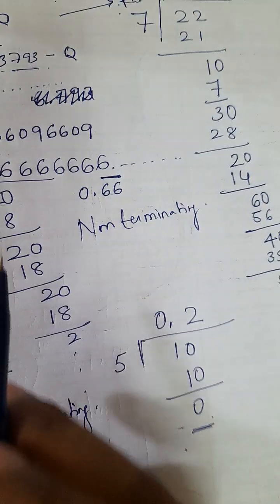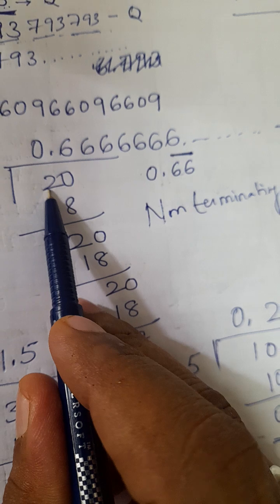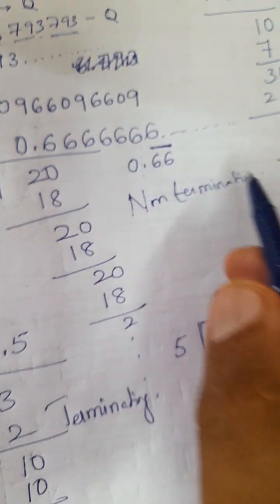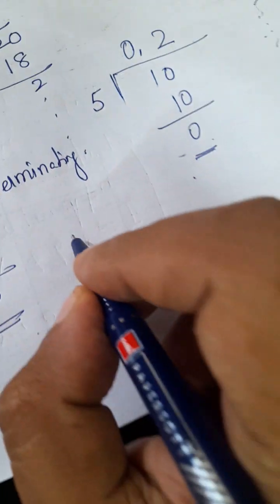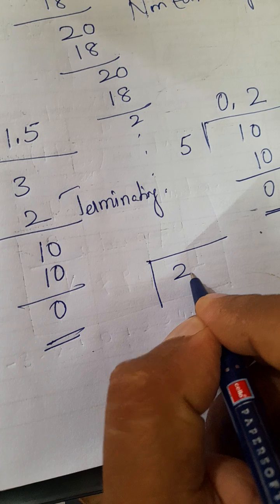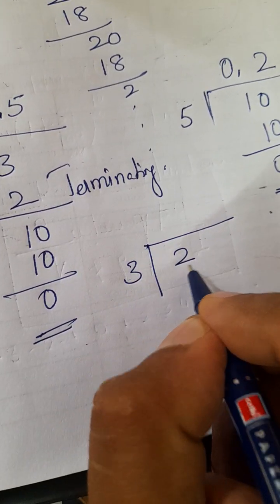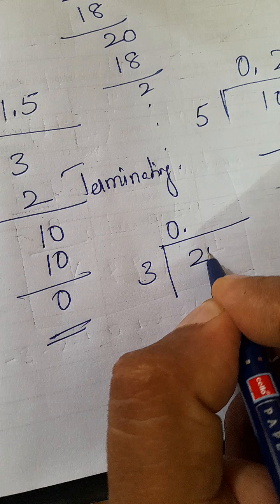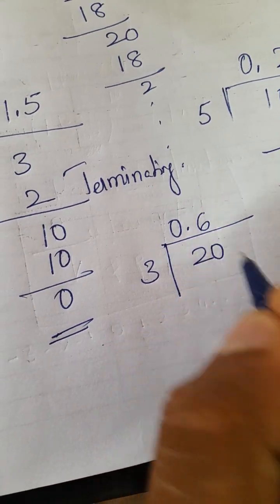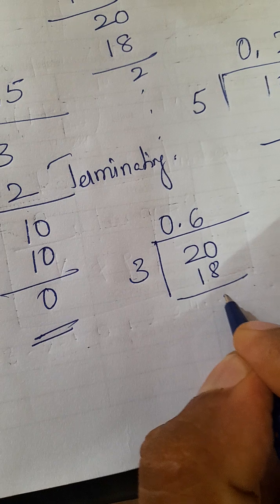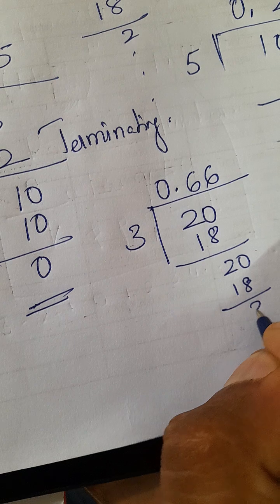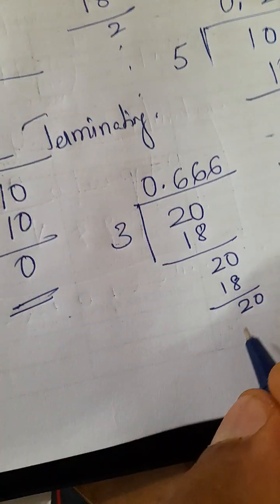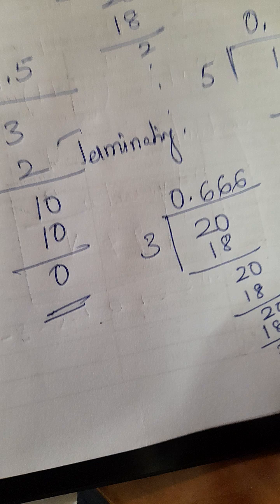Now let us take 2 by 3. I'll do it once again for you. 3 cannot go into 2, so I put a 0 and a dot, then I add 0 to this. 3 6s are 18, 2 is the remainder, add another 0. 3 6s are 18, 2 is the remainder, 0. 3 6s are 18, 2 is the remainder, and so on, and this goes on.